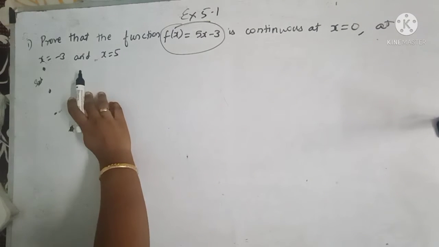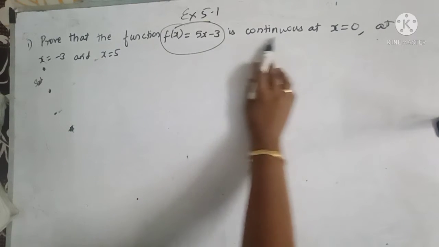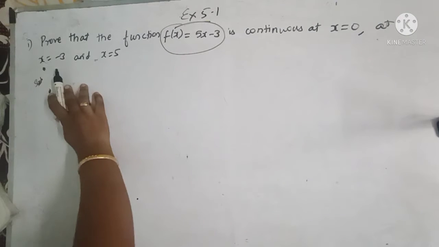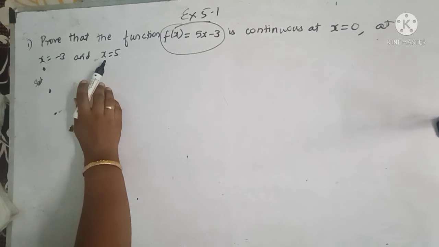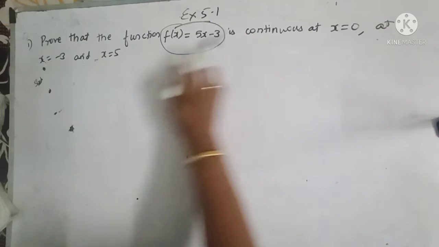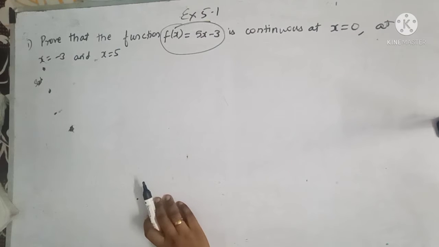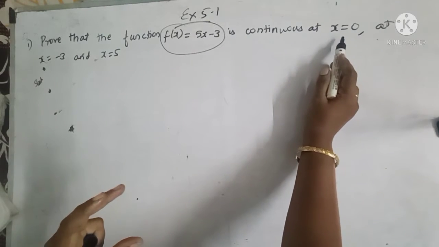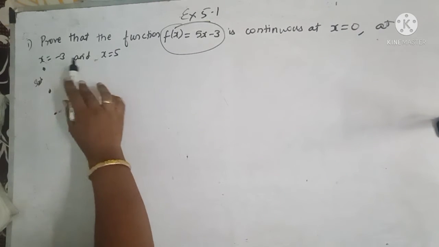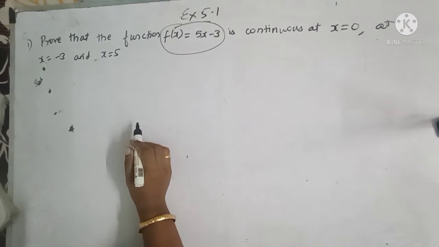Exercise 5.1. First question, prove that the function f of x is equal to 5x minus 3 is continuous at x is equal to 0, at x is equal to minus 3 and x is equal to 5. We have to prove that this function is continuous at three different points, x equal to 0, x equal to minus 3, x is equal to 5.